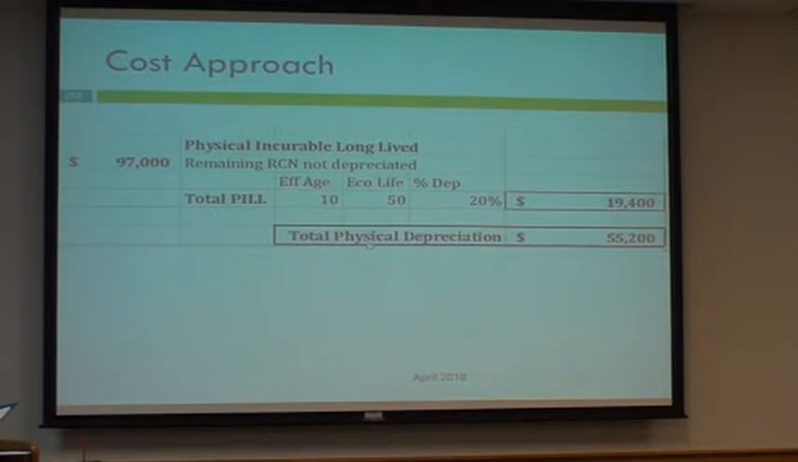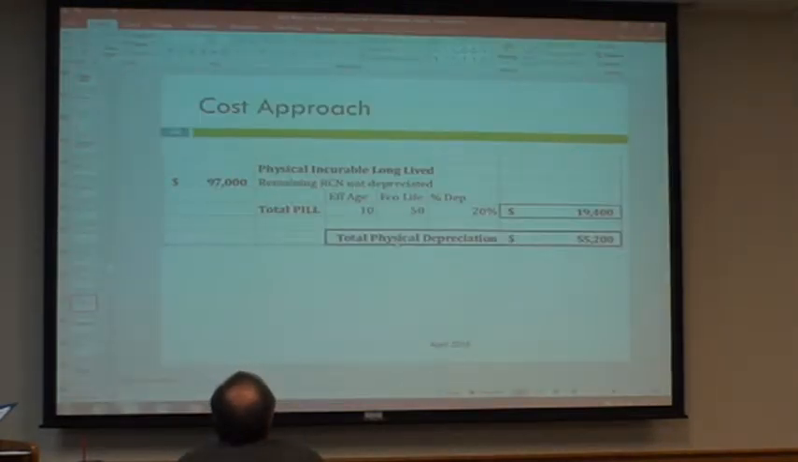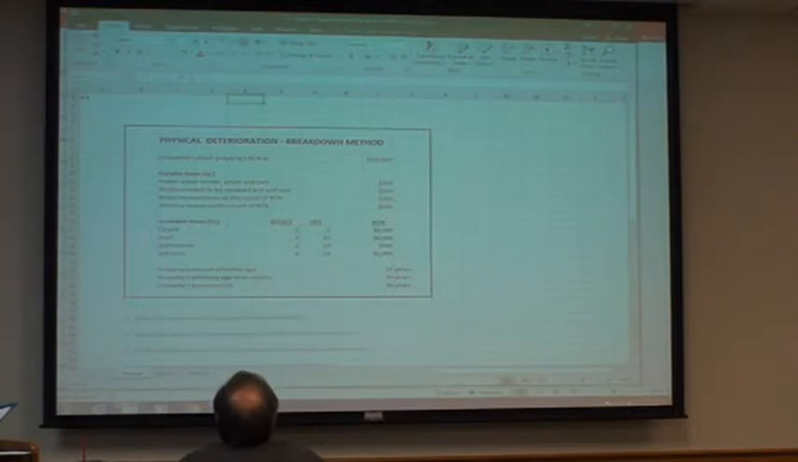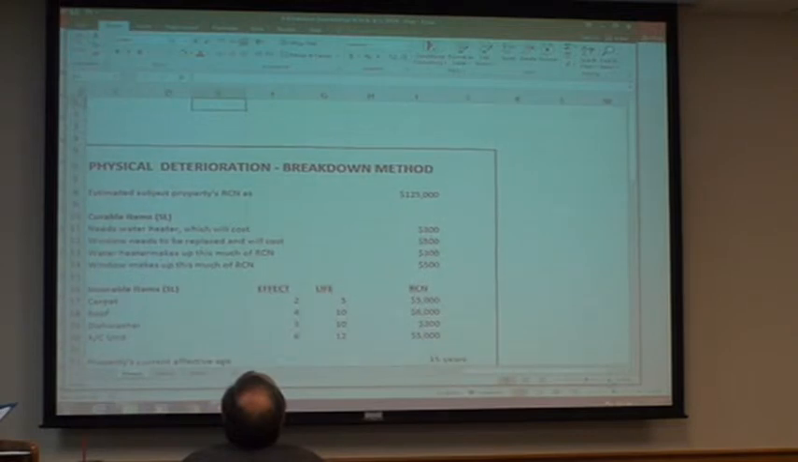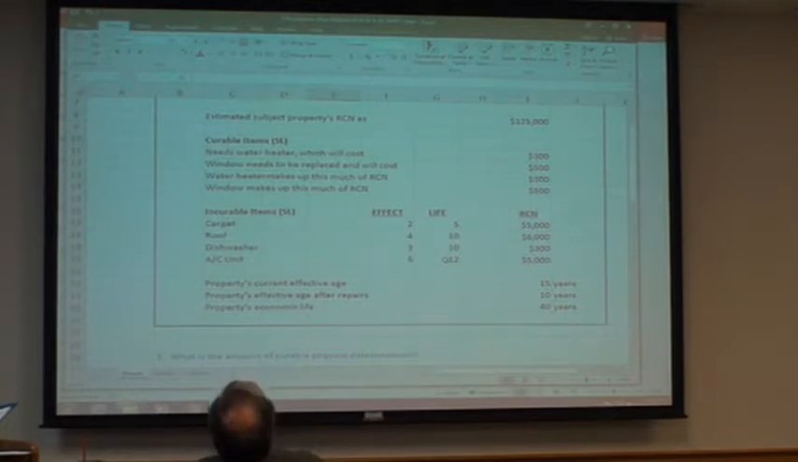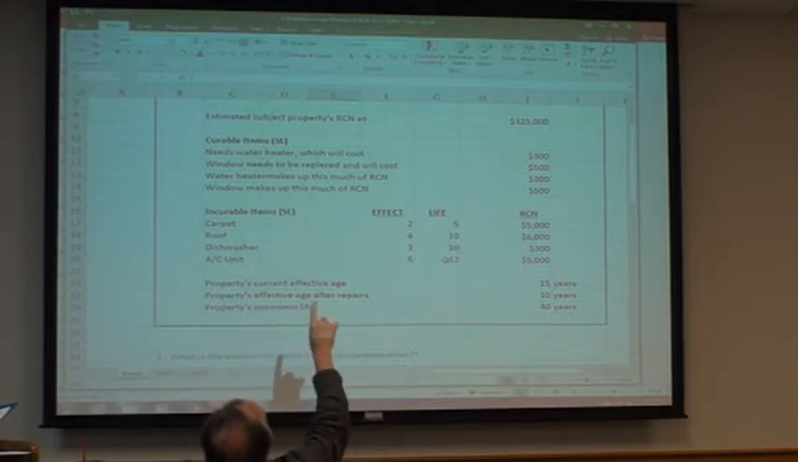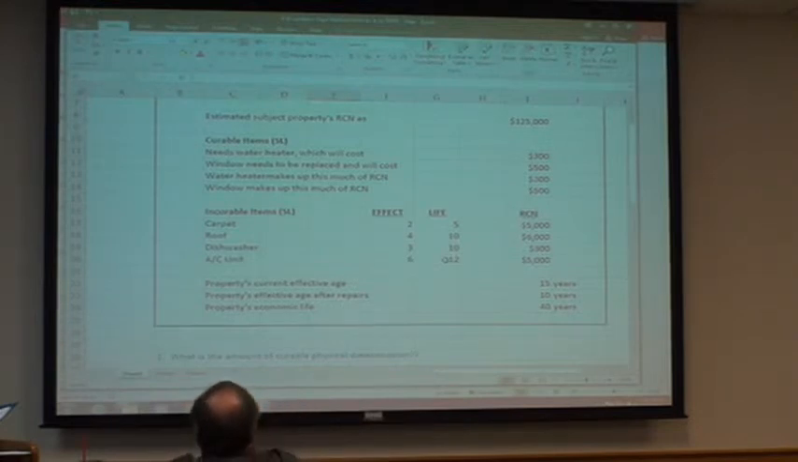Now let's look at these. The column I gave you is column number 9. It's worded a little different just to make you pay really close attention to how it's worded. So I'm telling you, the curable items, these are hot water heater, which will cost $300, and a window that needs to be replaced, which will cost $500. The water heater makes up $300 of the RCN. The window makes up $500 of the RCN. It's the same problem, just set out a little different to make you think through that, okay?